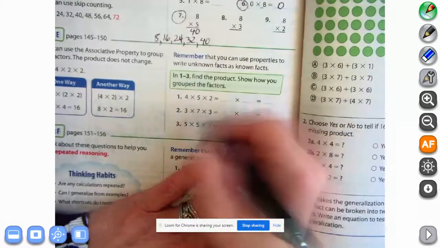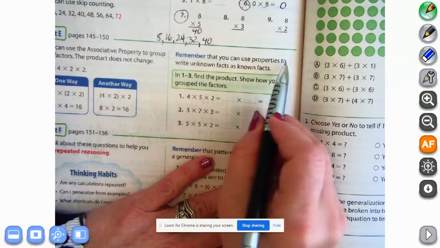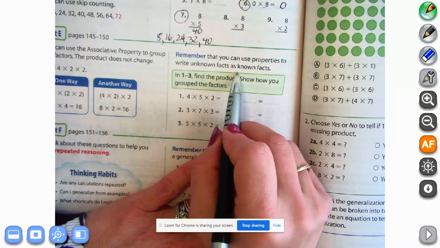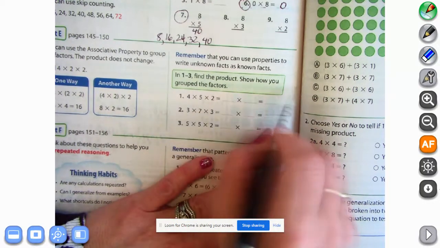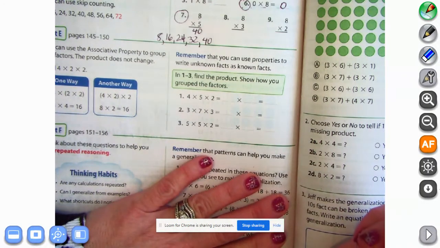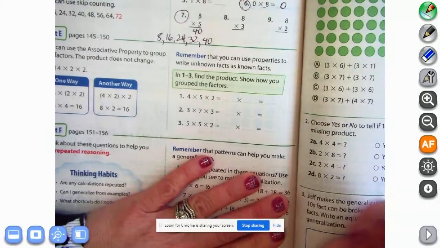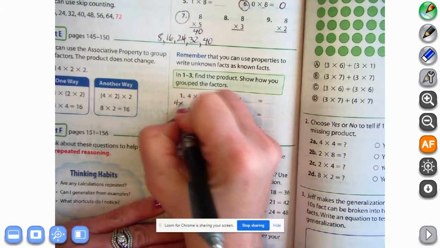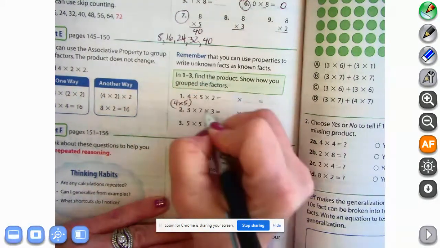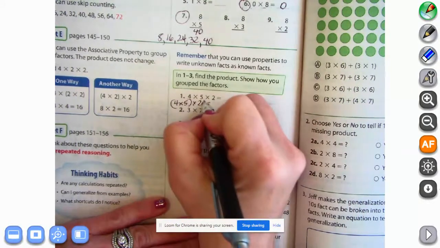So let's try it on this one. We only have 3, so we'll do all 3 of them. Remember that you can use properties to write unknown facts as known facts. Show how you grouped the factors. All right, so we have 4 times 5 times 2 is equal to, we can do 4 times 5 times 2, 4 times, oh, that's 2.